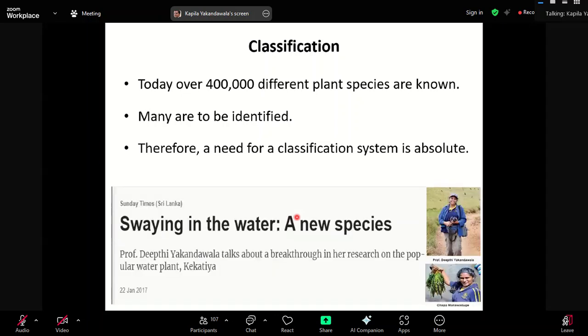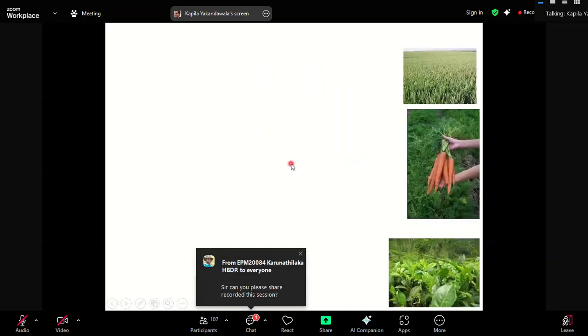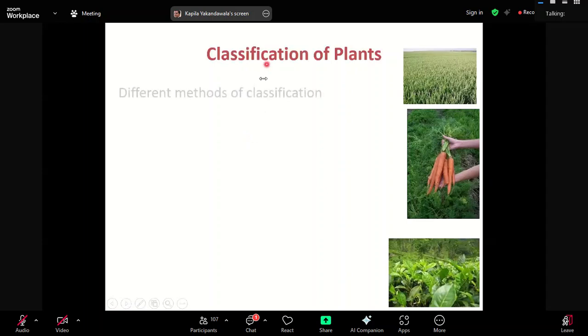So this is an example of a plant identified in Sri Lanka, a Kekatia plant. I hope you all know Kekatia, Aponogeton. It was identified recently, about 5-6 years ago in the Colombo area, right? So still we identify new plants. So when we identify new plants, we have to give a botanical name. Classification of plants.